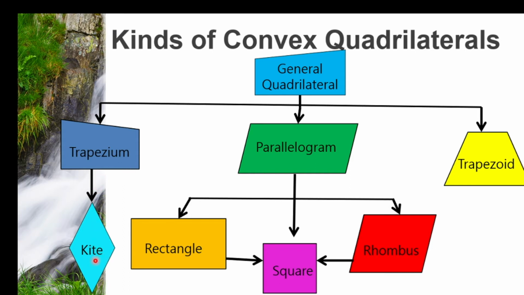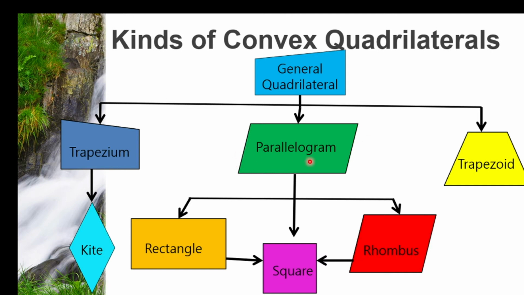Under trapezium is a kite. A kite has 0 pair of parallel sides. What makes a kite distinct from a trapezium is that the kite has 2 pairs of adjacent sides which are congruent. Next is a parallelogram. A parallelogram has 2 pairs of opposite sides which are both parallel and congruent.